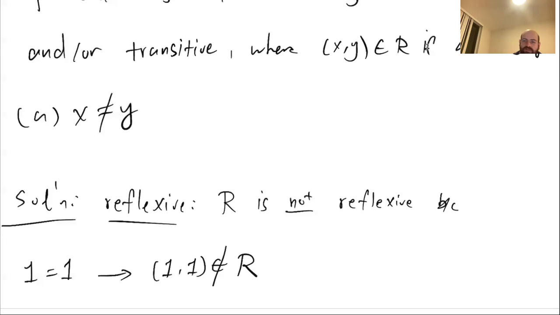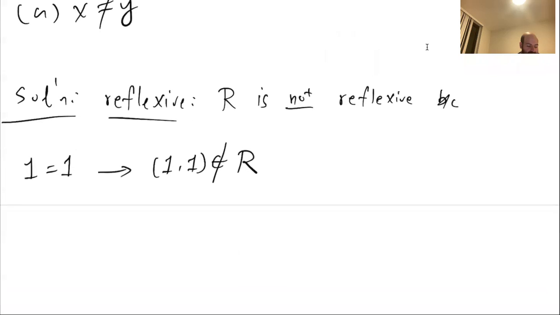Why is (1, 1) not in R? Because 1 is equal to 1. But in order for a pair to be in R, x must be not equal to y. In other words, 1 not equal to 1 is not correct. So that means (1, 1) is not in R, so it's not reflexive.